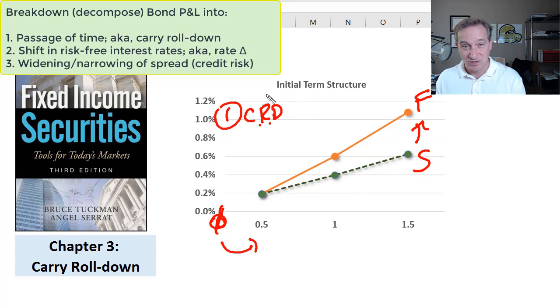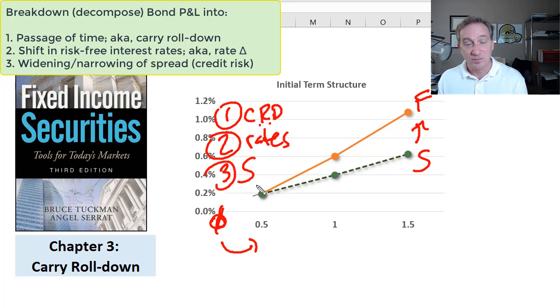So we have some discretion in that choice, but that carry roll down is only going to be price change due to passage of time. The second will be rates. This is going to be the price gain or loss due to a shift in the risk-free term structure. And so that's a market risk factor. This is overall interest rates common to everybody. If the term structure drops for everybody, that's a market risk factor. We'll experience a gain, but it wasn't really specific to the bond.